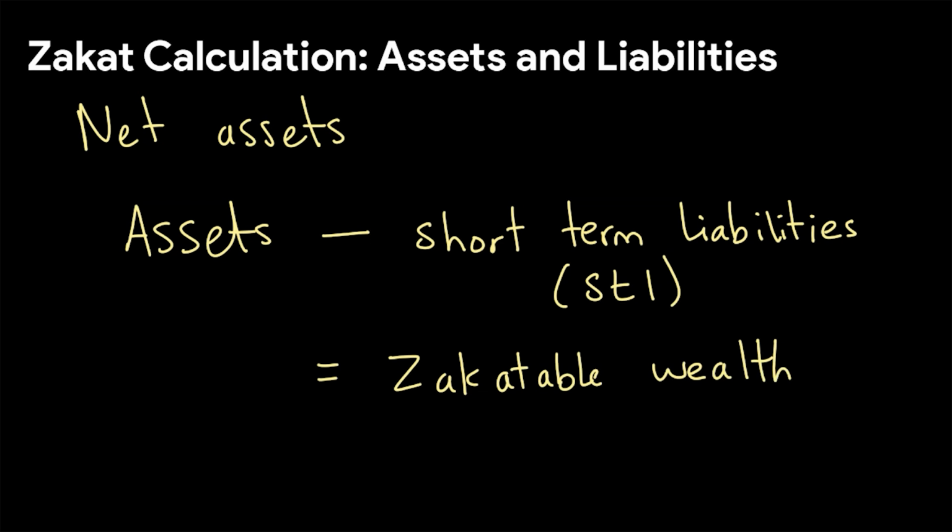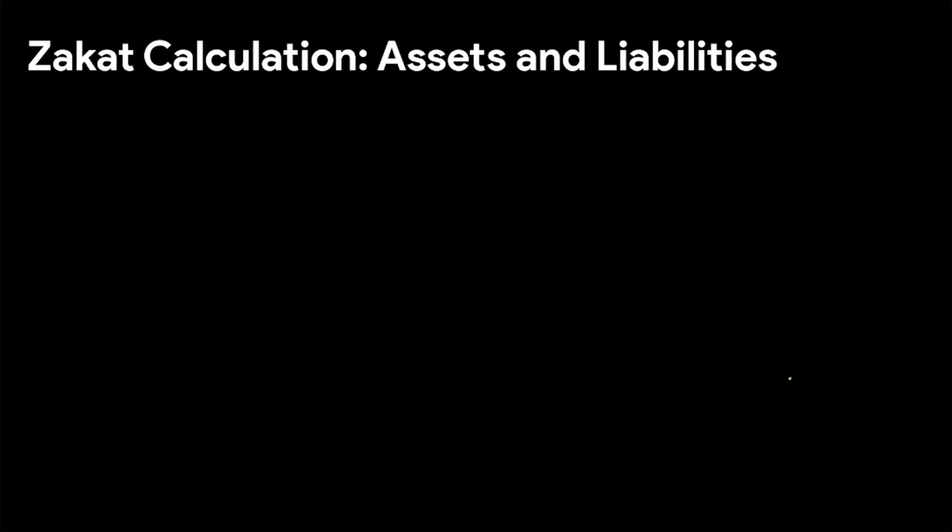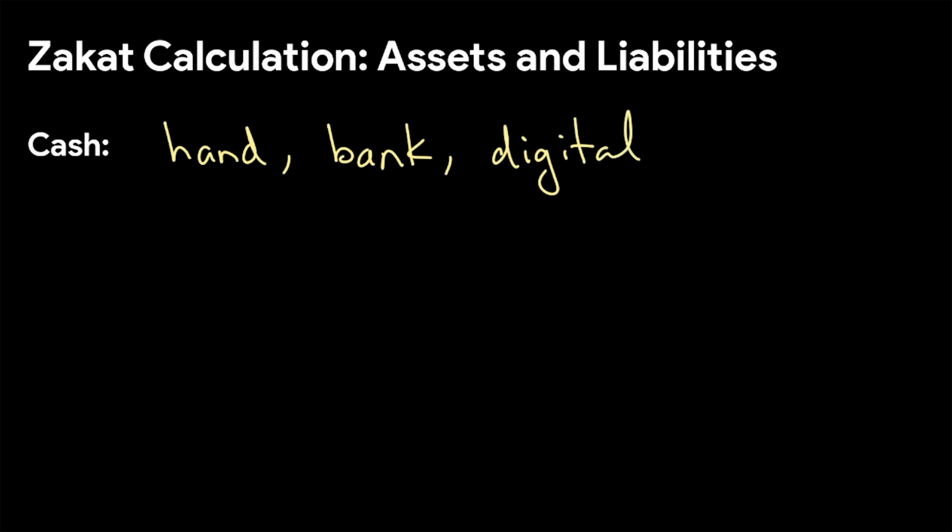So let's talk about the assets that are subject to zakat. So starting off with the first one, cash. So all money you currently possess, whether it's in hand, in the bank, digital money, any sort of cash or money that you have saved up, this falls into the category of assets and you must pay zakat on it.